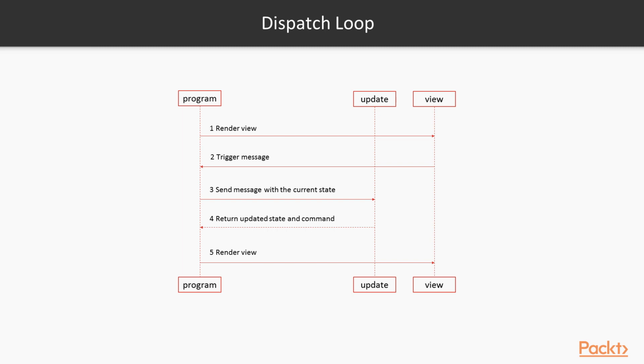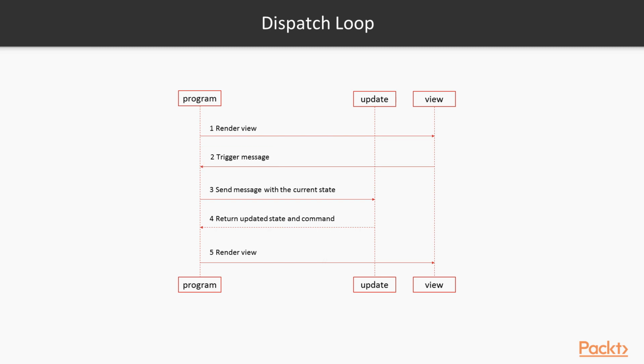So how does Elmish work? First, we have a dispatch loop. This is run by the program, and initially it calls the init method, gets the state, and calls the view to render the initial state. Once our view is rendered, the view triggers an event, such as a message, in this case, for example, an expand message.